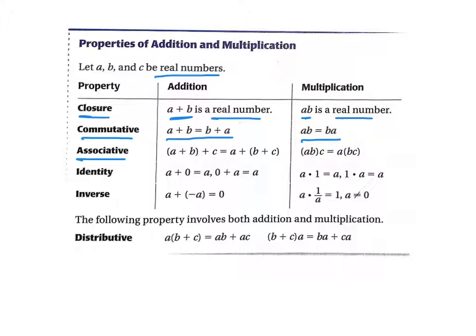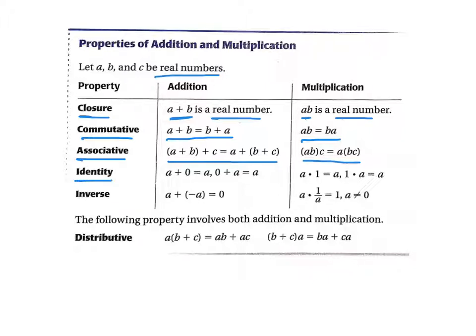The associative property says you can group things. If everything is added together, it doesn't matter how you group them or which two you add first. You're going to get the same result. Same thing with multiplication. You can group your factors any way, and it will not make a difference.